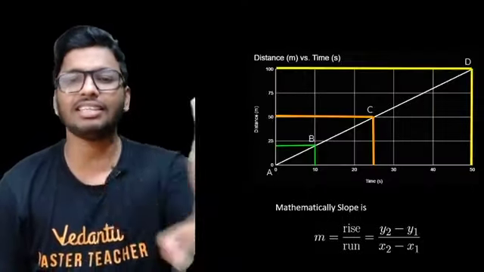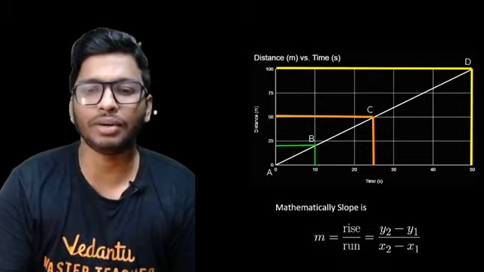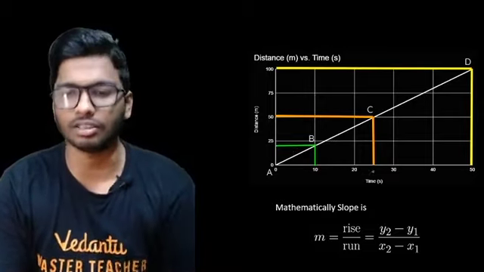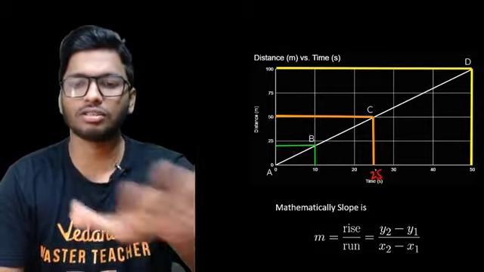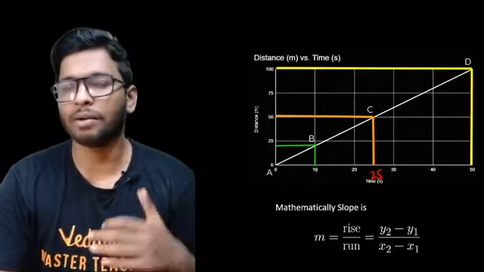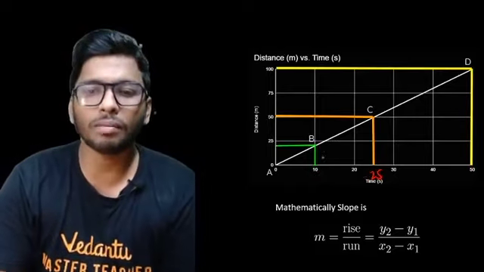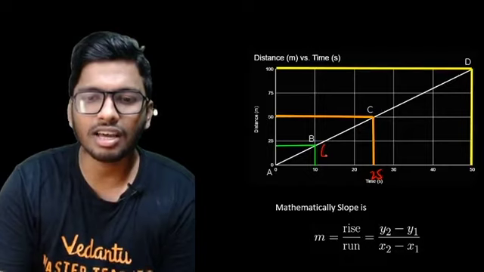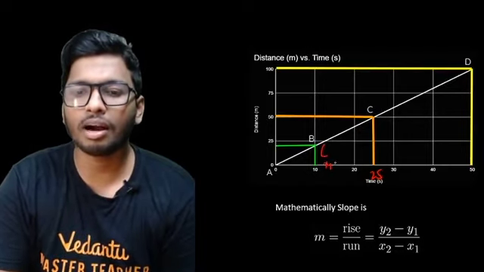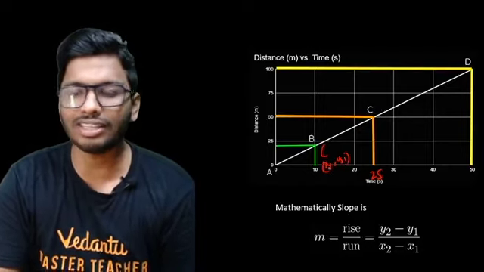For example, guys, let's say that I want to find out his speed between, let's say, 10 seconds and 25 seconds, all right? So 10 seconds and 25 seconds. This is 25 and this is 10 seconds. I'm going to find out his speed. So what I'm going to do is that I'm going to take this as x1 comma y1. So these are the two coordinates, x1 comma y1.